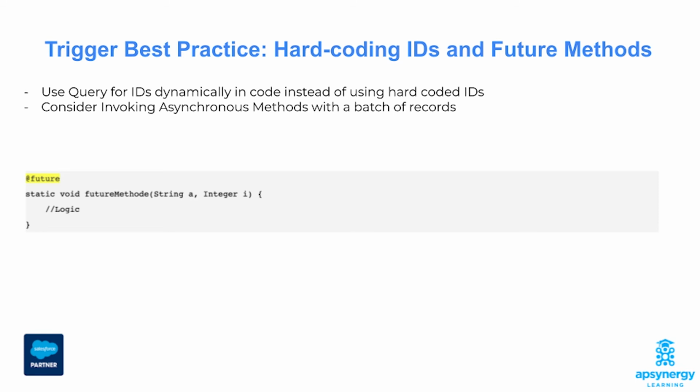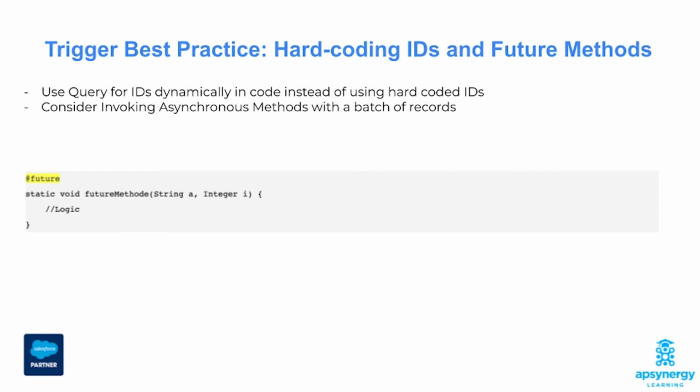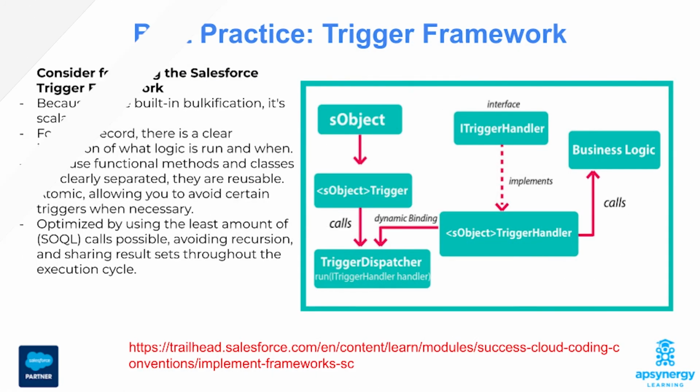Consider invoking asynchronous methods with a batch of records. The future annotation is used to execute a method asynchronously in Salesforce. For example, we can use the future method to make a web service callout from an Apex trigger. Methods with the future annotation must be static and can only return a void data type. The parameters must be primitive data types, arrays of primitive data types, or collections of primitive data types.